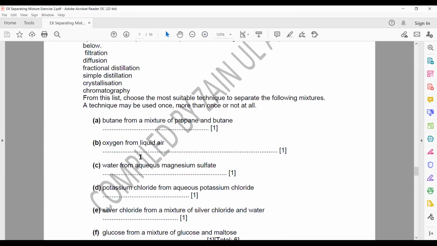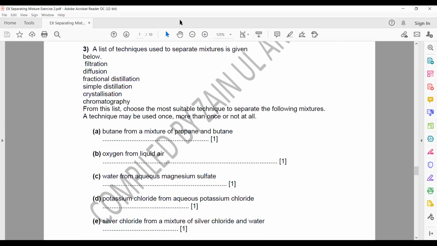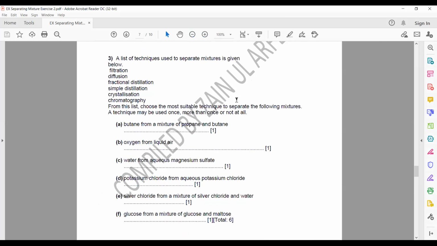So if you want to separate butane from a mixture of propane and butane, they are the same type of substances, the name is similar, miscible substances. That's why they have similar names. So which technique is suitable? Propane and butane from a mixture of propane and butane, these are two miscible substances. So we can use fractional distillation. That's right.